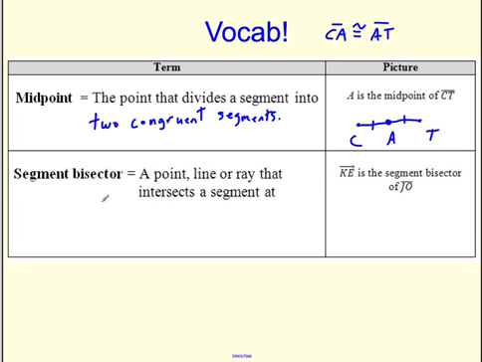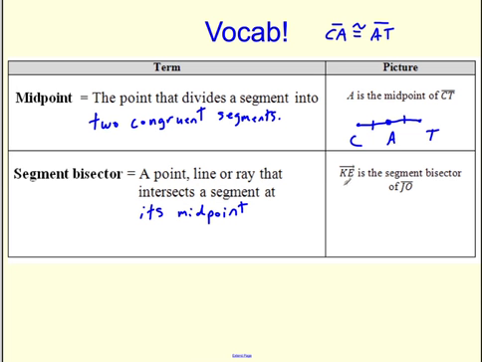How about a segment bisector? So let's think about what this means. We know what a segment is. Bisector means it cuts it in half. So it's very similar to midpoint. Let's look at this definition. It's a point, a line, or a ray that intersects a segment at... where do you think it's going to intersect it? It's going to intersect it at its midpoint. So if it goes through the midpoint, we call it a bisector. It's cutting it in half. It bisects it.